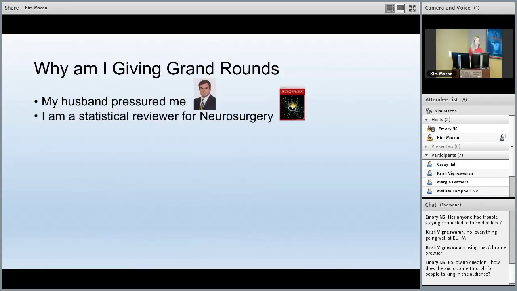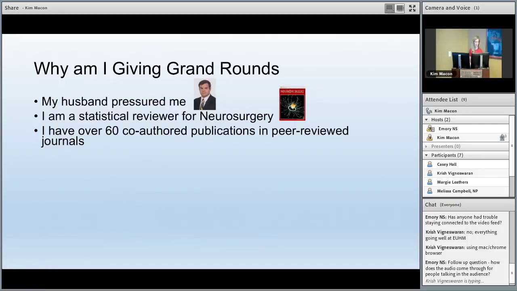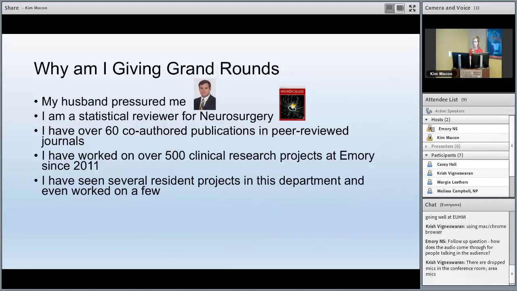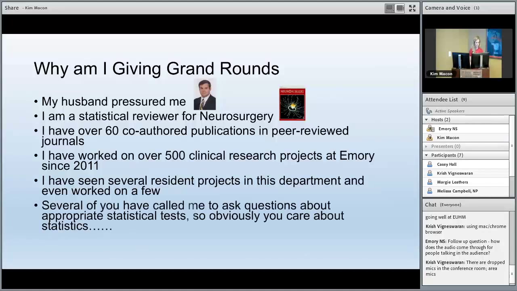I do review for neurosurgery, so I've had an opportunity to review a lot of publications in the neurosciences. I have over 60 co-authored publications in peer-reviewed journals. And since I started at Emory, I've worked on over 500 clinical research projects. Now, granted, they're in pediatrics, but the flavor and the design and statistical issues are common across any medical discipline. I've seen several resident projects in this department, and I've even worked on a few. And several of you have called to ask me questions about appropriate statistical tests. So obviously that means that you care a lot about statistics and you're very interested in this talk today.